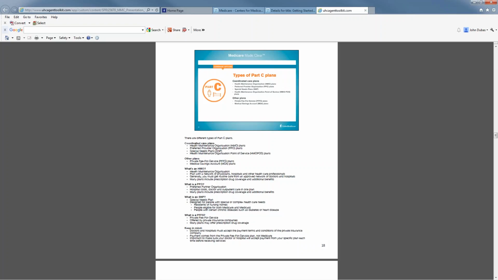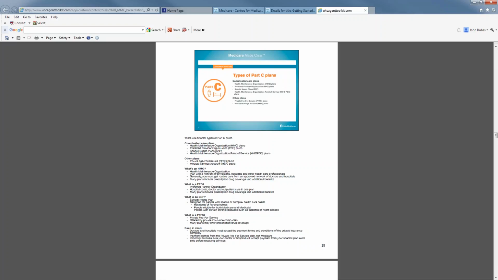A special needs program, a SNP, is a program that's designed for people with special or complex healthcare needs. These are designed for residents of a nursing home, or folks that are eligible for both Medicare and Medicaid, dual beneficiaries, or folks with certain chronic diseases such as diabetes or heart disease, or as we referenced earlier, ESRD. Not all plans are available in all areas.